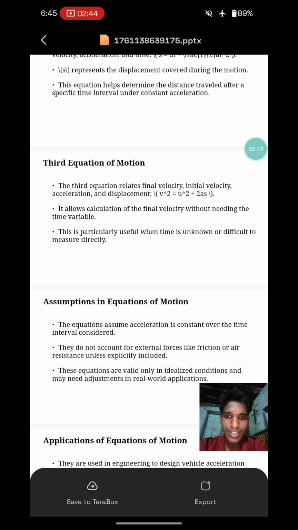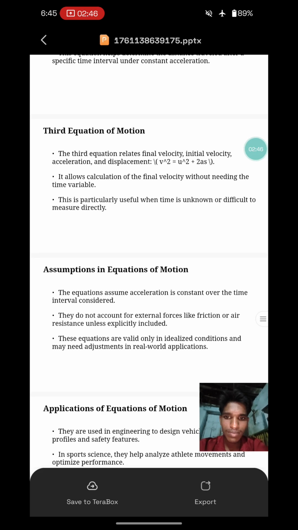Assumptions in equations of motion. The equations assume acceleration is constant over the time interval considered. They do not account for external forces like friction or air resistance unless explicitly included. These equations are valid only in idealized conditions and may need adjustments in real world applications.